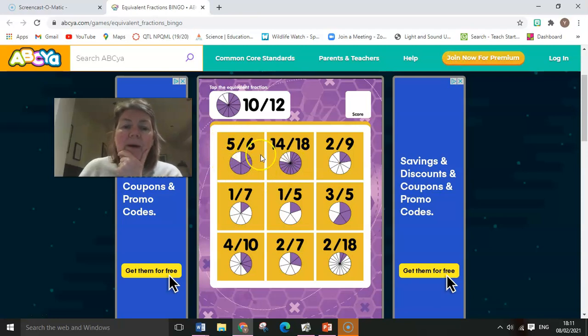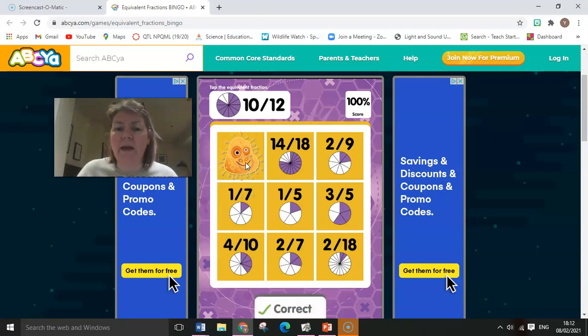Now, if I'm thinking about equivalent fractions and I'm thinking about my fraction wall, 10 twelfths is going to be quite a way along on the 12ths. It's going to be nearly 1 whole one. And 5/6 is also nearly 1 whole one. So I'm going to go with that one.